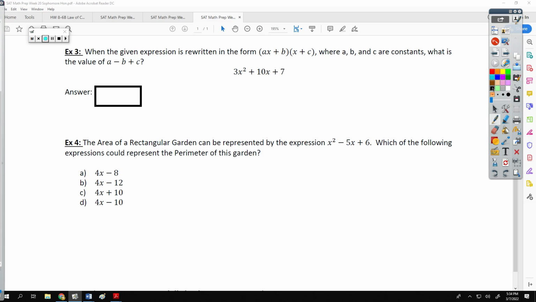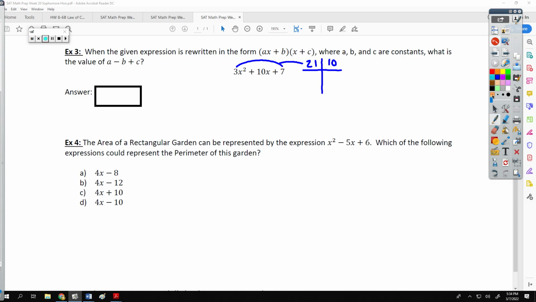So again, we should see this trinomial, we should see this other format, and we should know that we are supposed to factor this trinomial. So when we factor that, we are going to need to come up with a pair of numbers that multiplies to a times c. So we're going to do a times c. 3 times 7 is 21. We need a pair of numbers that multiplies to 21 and adds to 10.